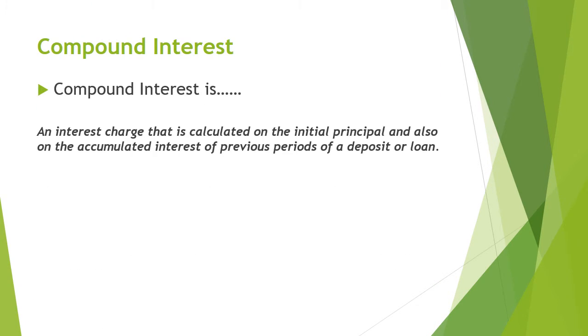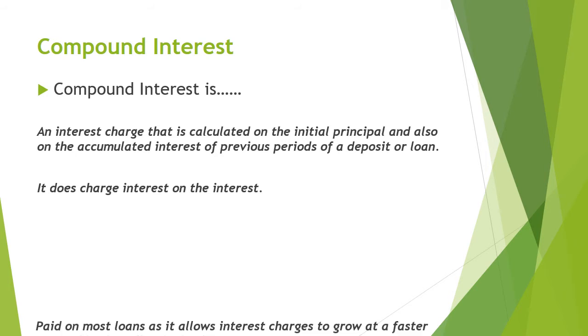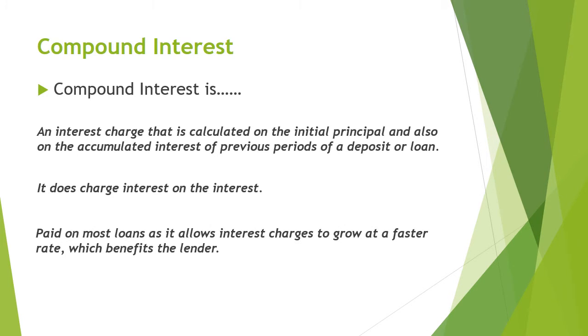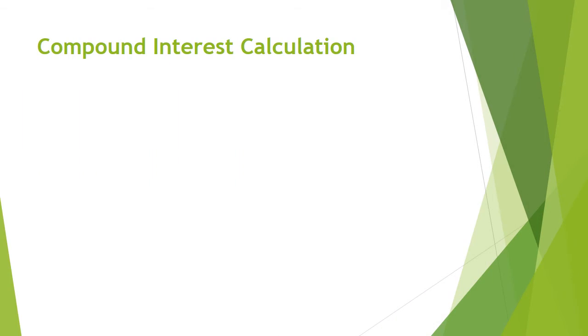Next thing we're going to talk about is compound interest. That is an interest charge that is calculated on the initial principal and also on the accumulated interest of previous periods of a deposit or loan. So what that tells us is it is charging you interest on the interest you've already earned or accrued, and it's paid on most types of loans, and it allows interest charges to grow at a faster rate, which benefits the lender because they're making more money on the initial loan that they've made.